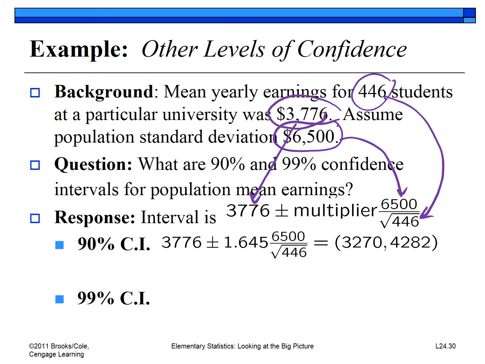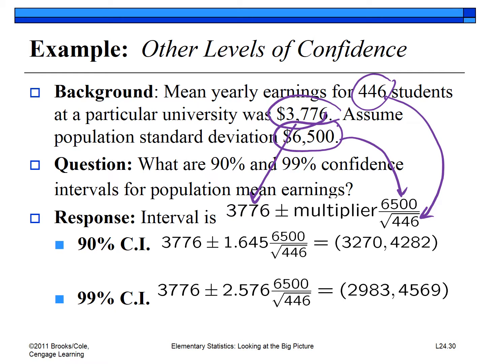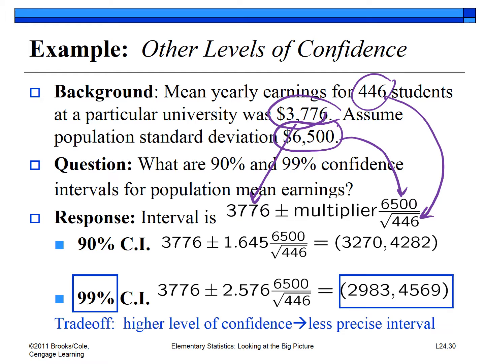For the 99% confidence interval, we'll use a multiplier of 2.576, which gives us a confidence interval of $2,983 to $4,569. Notice that to get the higher level of confidence, we got a wider, less precise interval.